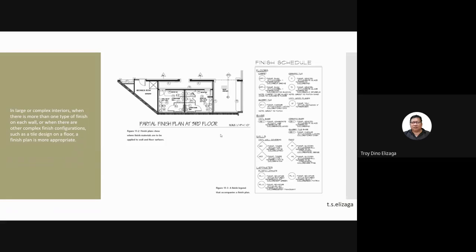In large or complex interiors, when there is more than one type of finish on each wall, or when there are other complex finish configurations, such as a tile design on a floor, a finish plan is more appropriate. Okay, we mentioned that earlier about the finish. In fact, I called it floor finish floor plan. But here, for example, this is a partial finish plan on the third floor, partial because the floor plan is actually bigger. This is only part of it.